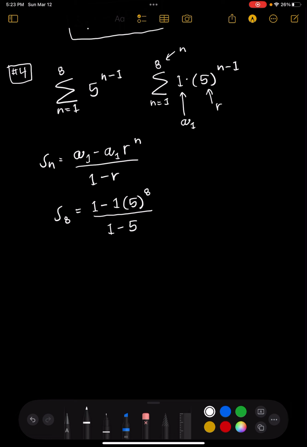Okay, so now let's plug that into a calculator. Which would give me that the sum of the first 8 terms in the sequence is 97,656. Okay, and so there we have it. This is how we use the formulas to find sums of geometric series.